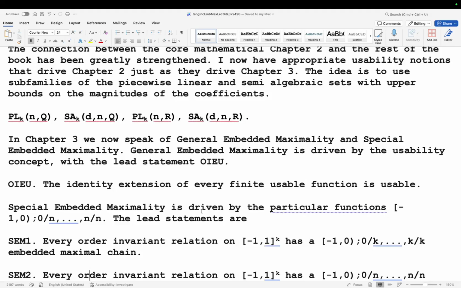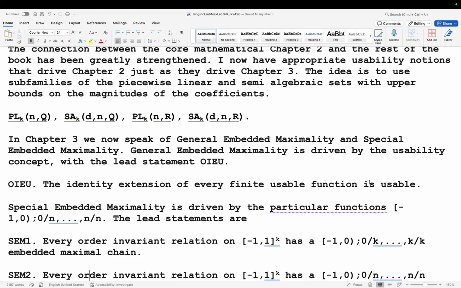General embedded maximality is driven by the usability concept that we've been talking about, and special embedded maximality just uses one very natural specific family of functions that I write, as you remember, square brackets -1 0 open, right left close right open; semicolon 0 divided by n to n divided by n. That is the notation used with the reversal. In other words, the reversal uses a specific usability situation.